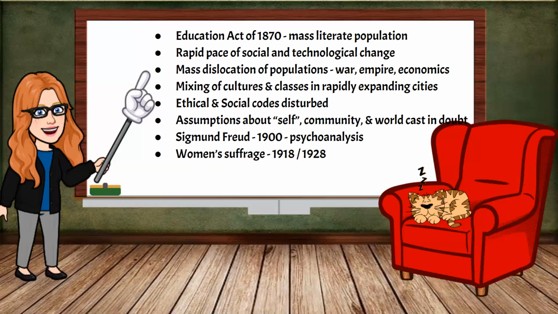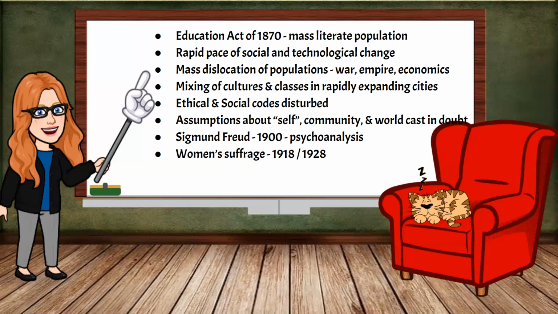Because of this dislocation of populations, there was a mixing of cultures and classes in rapidly expanding cities, which again, we still see today. The ethical and social codes were disturbed because of this mixture. And so the assumptions about self and community in the world suddenly are cast in doubt because not everybody believes the same things. And so we have this kind of melting pot happening where all these doubts come into play and these alternate thoughts come into action.